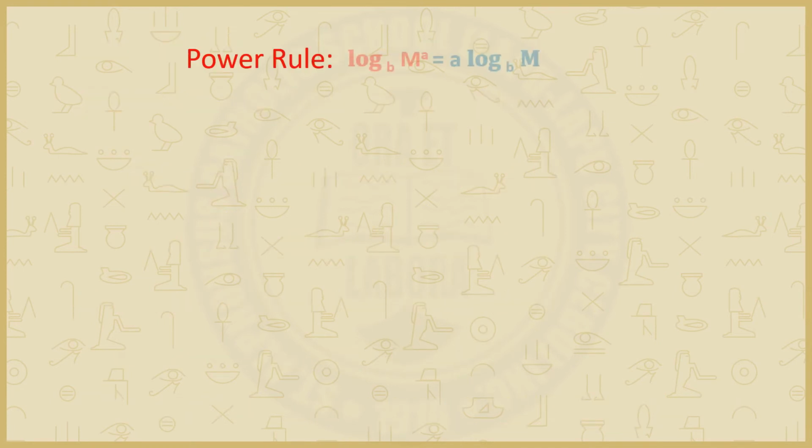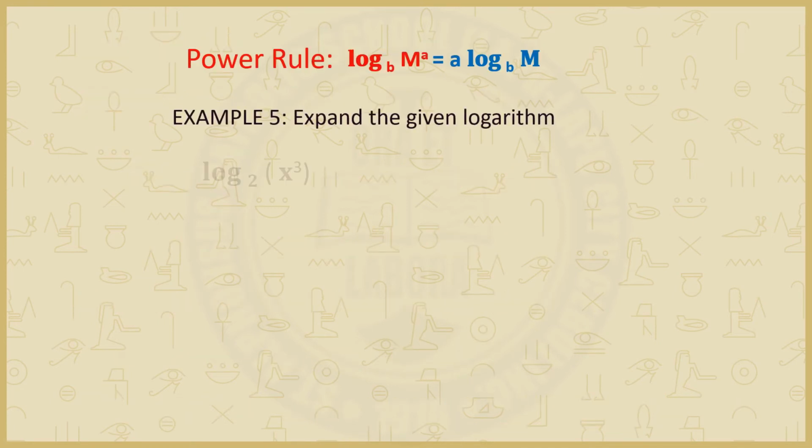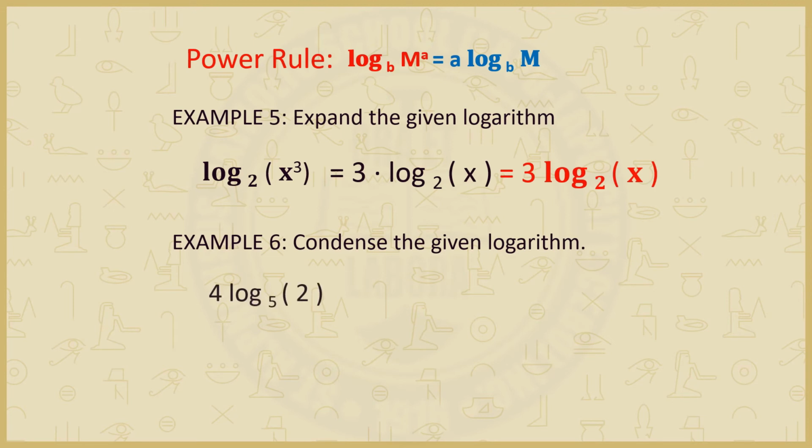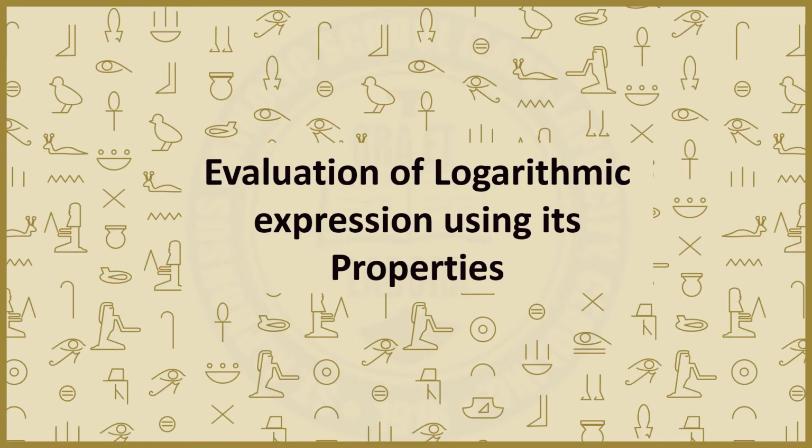For example number 5, expand the given logarithm. The logarithm of x cubed to the base 2 is equal to 3 times the logarithm of x to the base 2, or this form. For example number 6, condense the given logarithm. 4 times the logarithm of 2 to the base 5 equals the logarithm of 2 raised to 4 to the base 5, or the logarithm of 16 to the base 5.